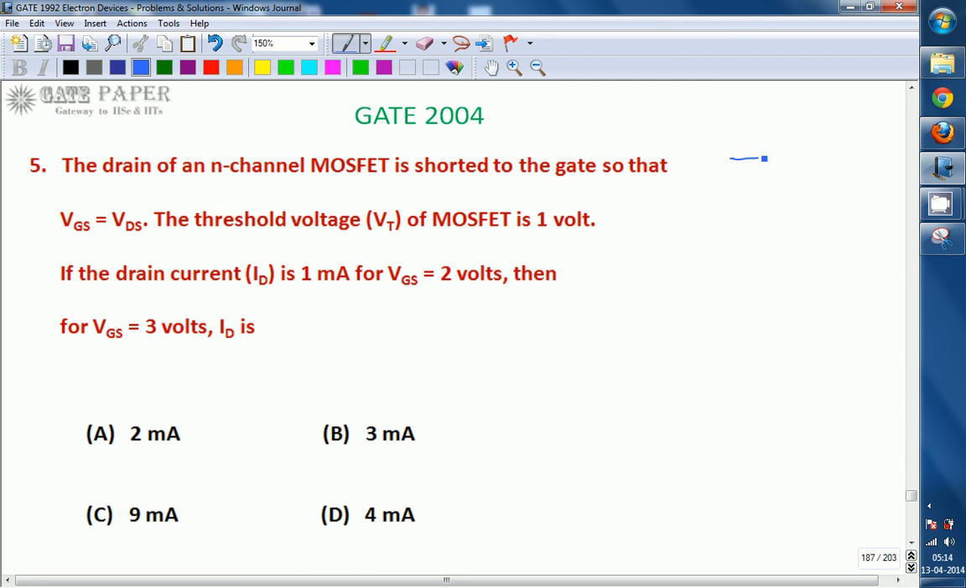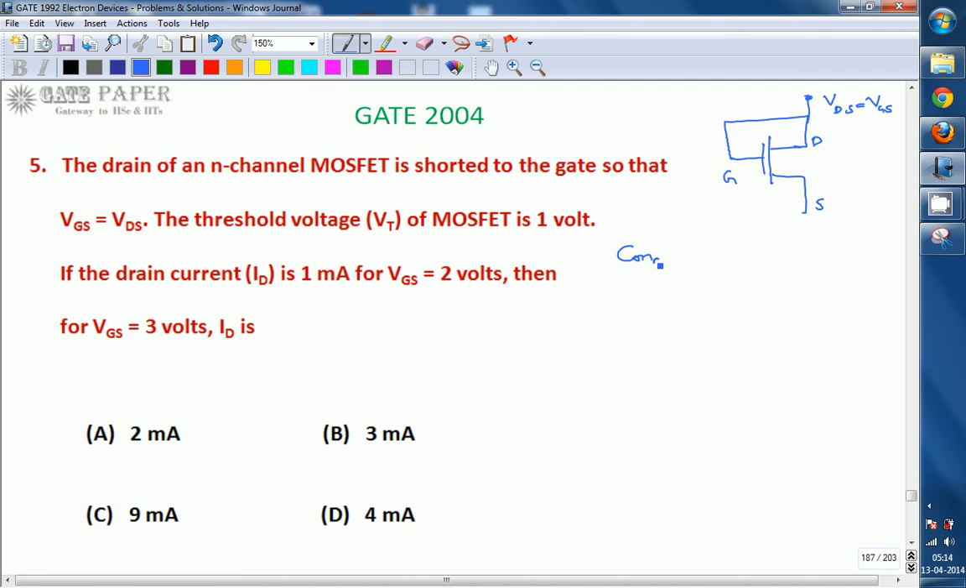Drain and gate of a MOSFET are shorted. Let us assume it is an N-channel MOSFET, with gate, drain and source terminals. Gate and drain are shorted, which implies that VDS is equal to VGS.